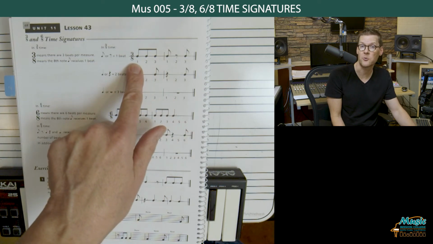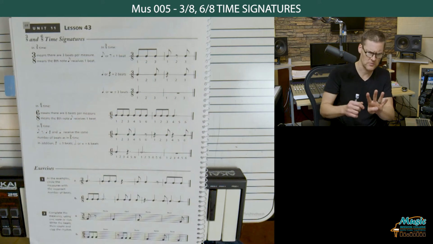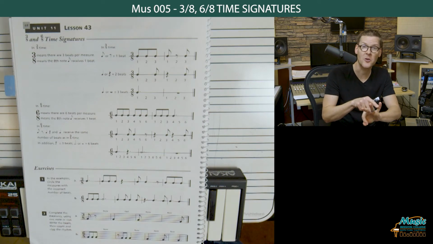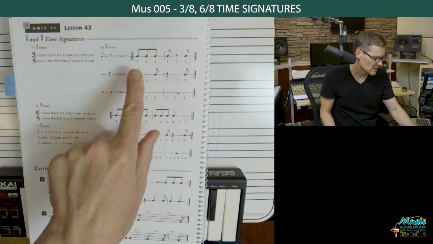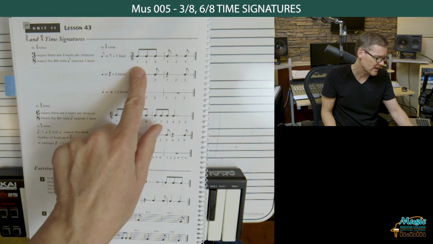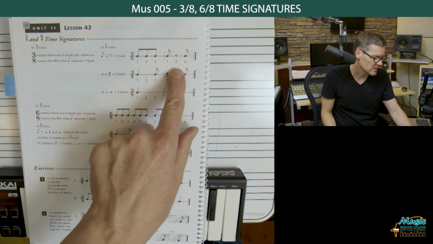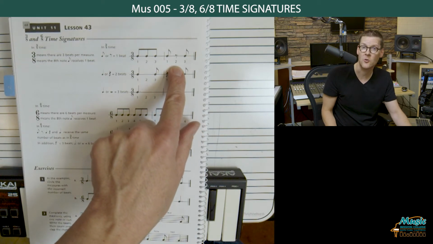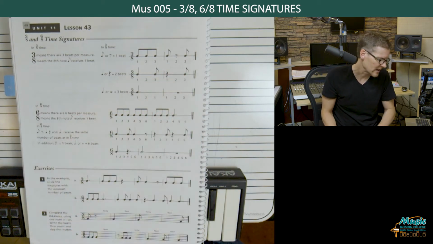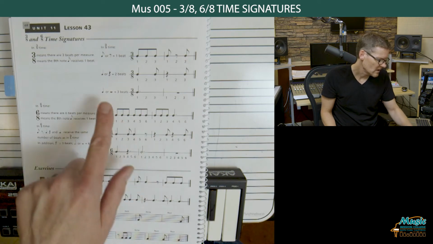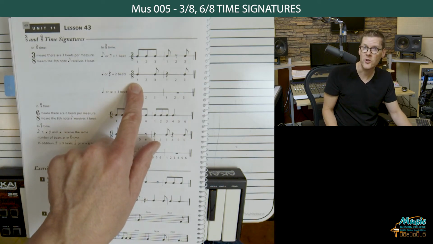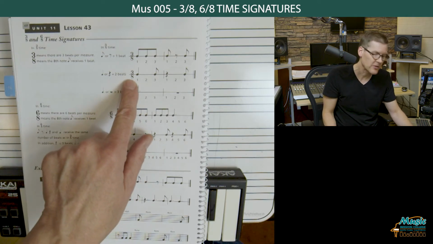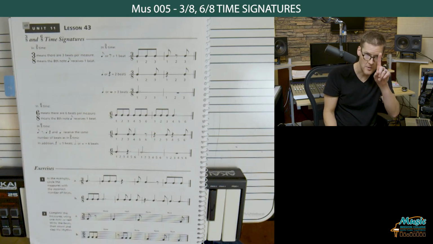Here's an example of 3/8. 3 beats in a measure, 8th note gets 1 beat or 1 count. So we count it as 1, 2, 3, 1, 2, 3. So 8th note gets a count, 8th note rest gets 1 count. Here, a quarter note gets 2 counts because the 8th note is 1 beat.